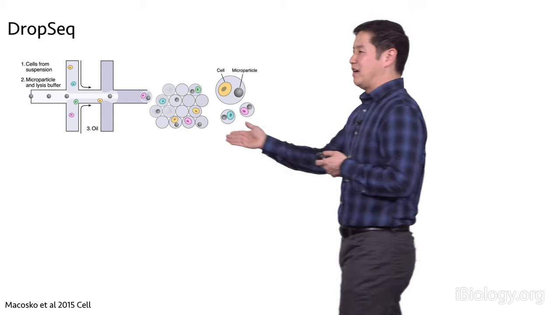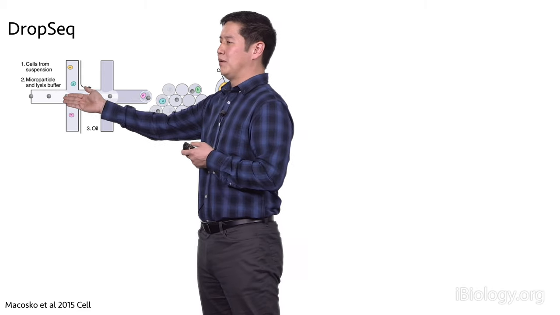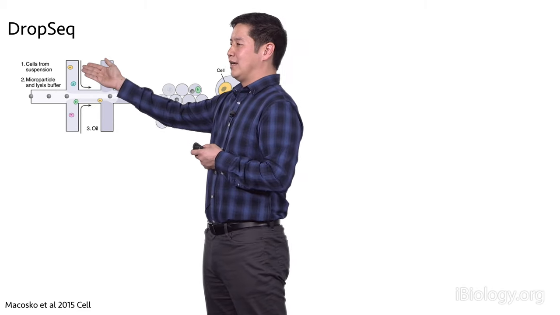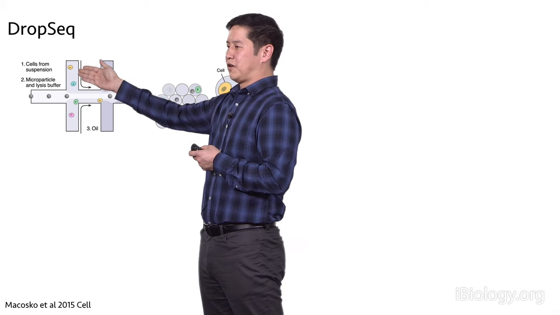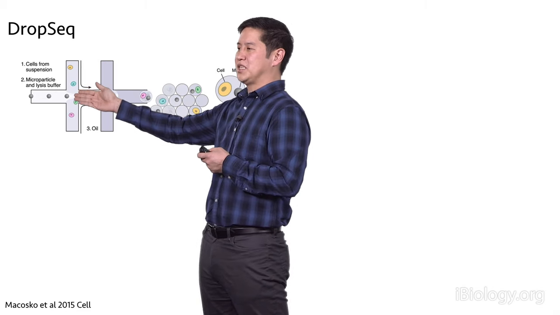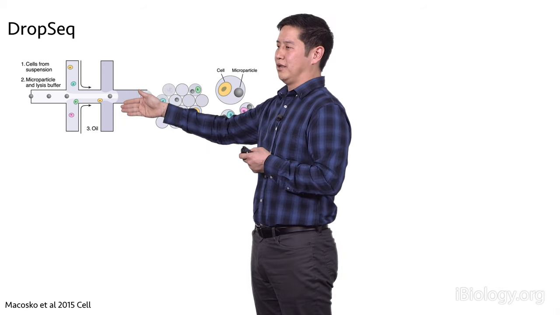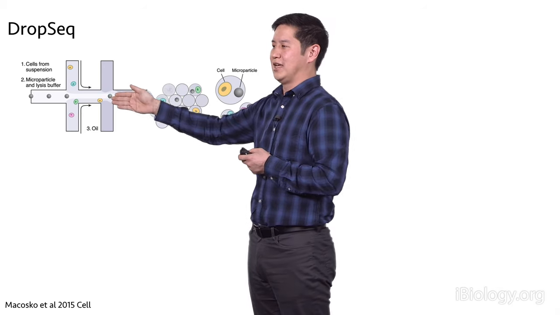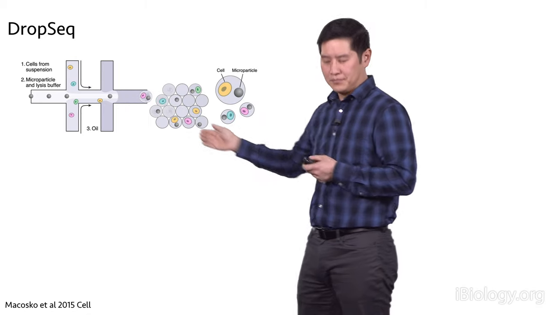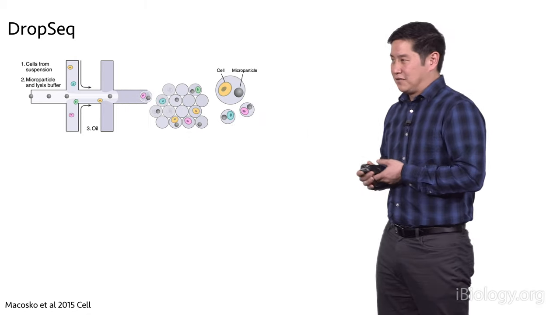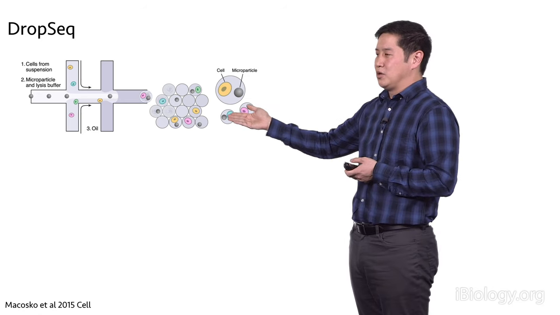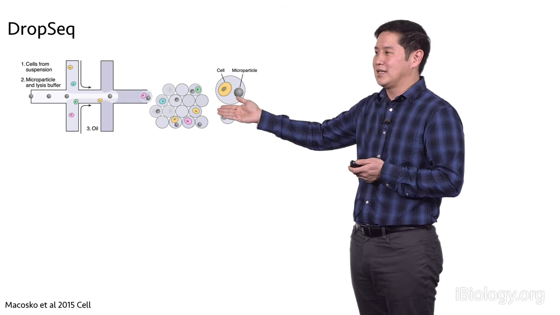In this method, you have a chip where you have beads that flow in from the left-hand side. Cells will flow in from this first junction, and so they'll get mixed together. In the next junction, you have oil that flows in, and this oil will cause this aqueous phase to pinch off and form an emulsion. And because of the way the system works, you wind up with a lot of droplets at the end.